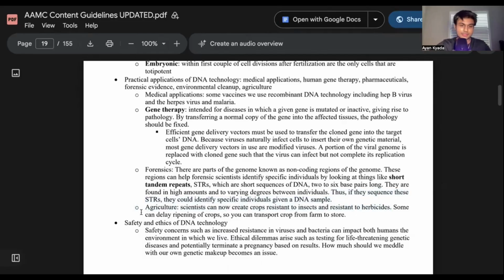And you don't really need to know about the agriculture or safety and ethics concerns. They're more of intuitive things, and the MCAT's not going to test your understanding of that.